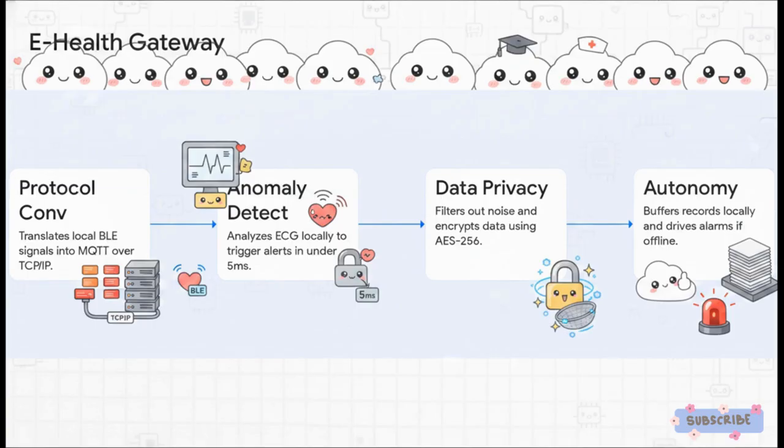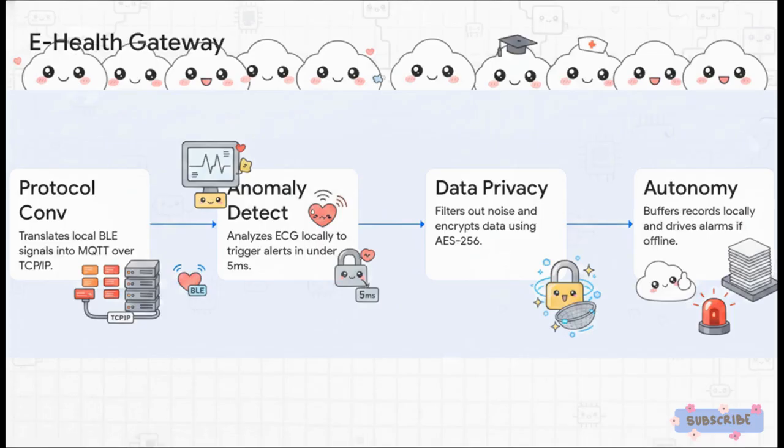Plus, streaming raw, sensitive patient data over the public internet is a massive violation of data privacy laws like HIPAA and GDPR. And this brilliantly illustrates how a three-tier architecture fixes these life-threatening flaws by dropping an e-health gateway right at the fog layer. So on your exam, you want to divide your explanation into 4 key functional responsibilities. First up, protocol conversion. The gateway translates low-power local signals like BLE into MQTT over TCP/IP.